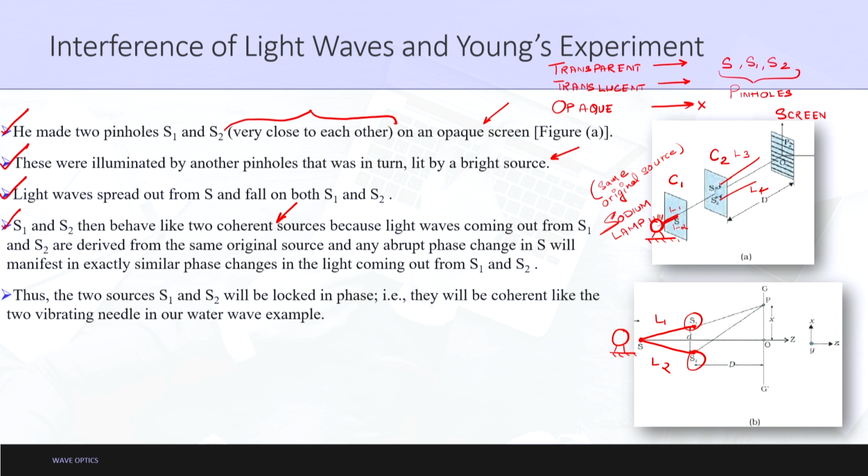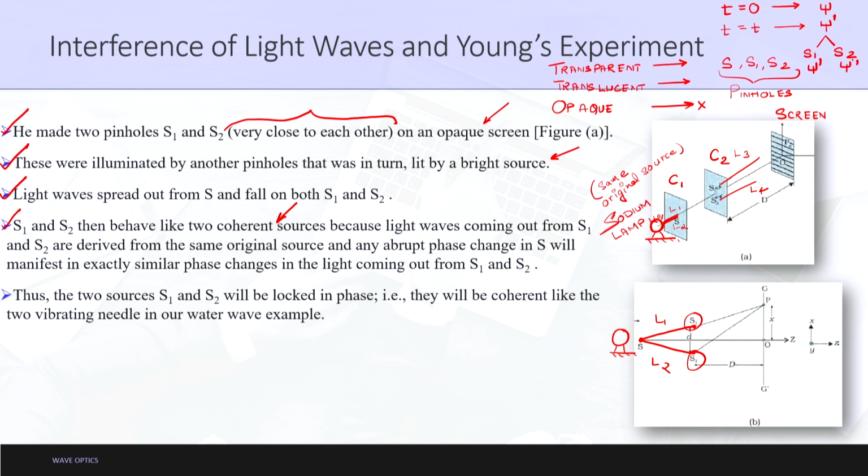Any abrupt phase change in S will manifest in exactly similar phase changes in the light coming from S1 and S2. So what it tries to say is, let us say at some time, let me write in the right corner here, at time t equal to 0, the phase of that sodium lamp was phi. At some time t equal to t, let us say the change in the phase was phi 1, then the phase for both light coming from S1 and S2 will be phi dash only.